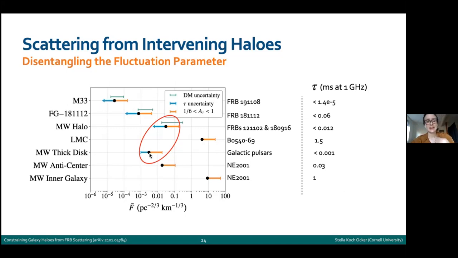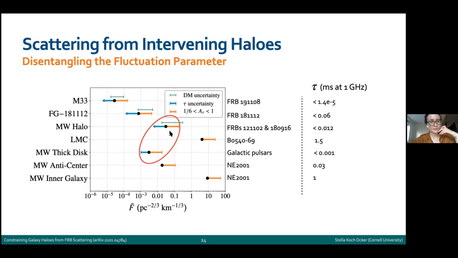And so is there any physical significance to attribute to the fact that our upper limit for the halo falls above our constraint on the thick disk? Probably not. This upper limit for the galactic halo is probably not very constraining, right? It's only based on 2 lines of sight, FRBs 121102 and 180916. As I said before, this is probably more conservative because FRB 121102 indicates that the galactic disk really dominates the line of sight in that direction.